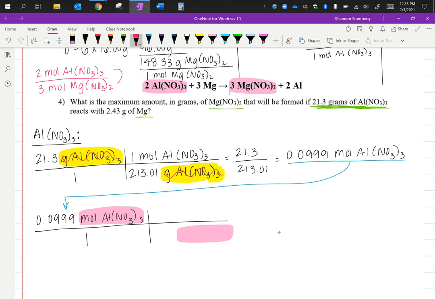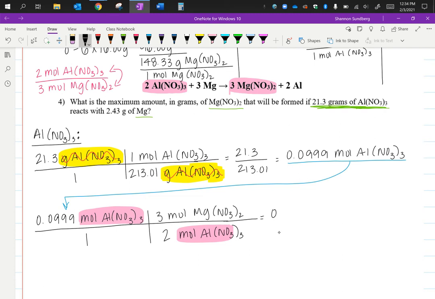Okay. And if we look at our T-chart, it looks like we're going to have to because we need moles of AlNO3 in our denominator. So 2 moles AlNO3 goes down. 3 moles MgNO3, 2 goes up. Same process, multiply across the top.